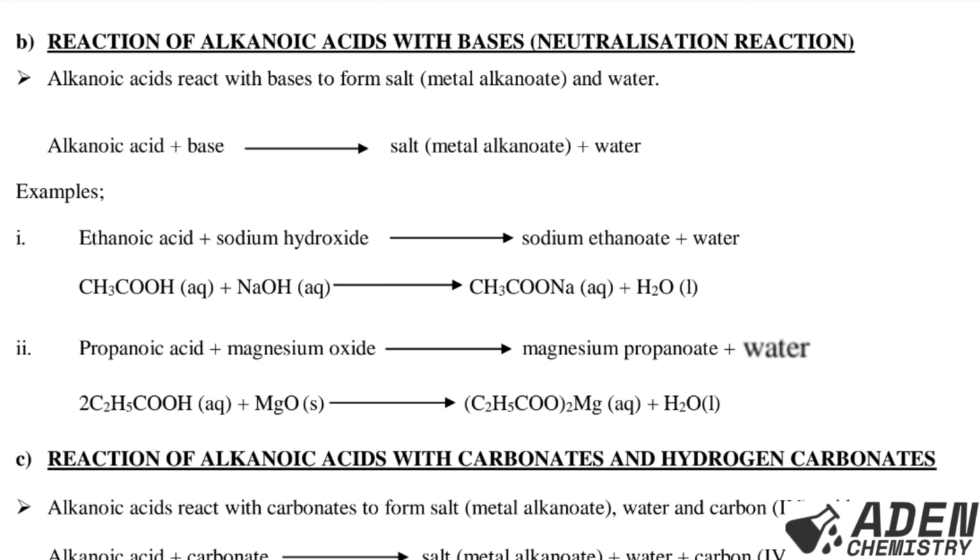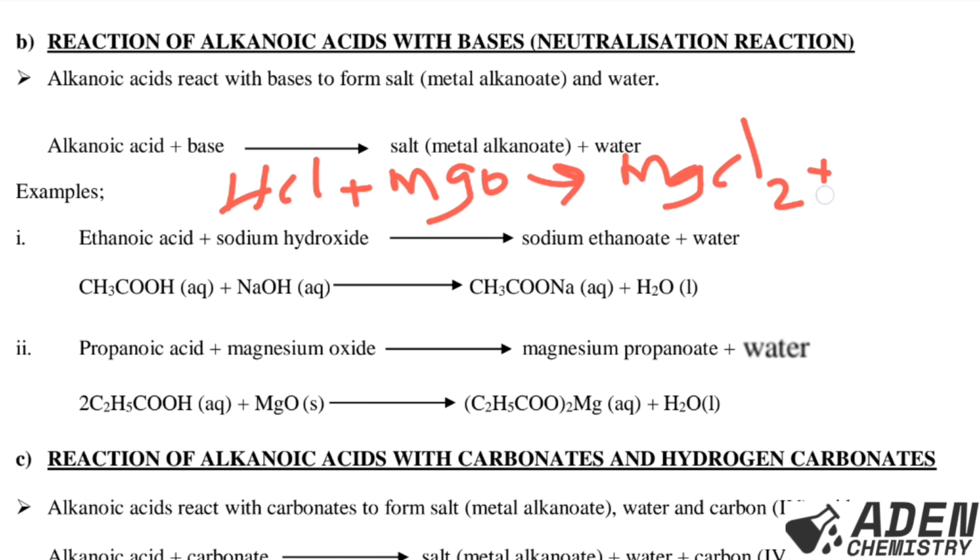So to balance this equation, we put 2 on the side of propanoic acid, or on the side of the acid. If you want to confirm it, you just talk about the reaction between hydrochloric acid plus magnesium oxide. You can just do that. What we are going to get there is magnesium chloride plus water. So check to balance the equation. We have 1 hydrogen here, but we have 2 hydrogen there. So it will force us to put 2 there.